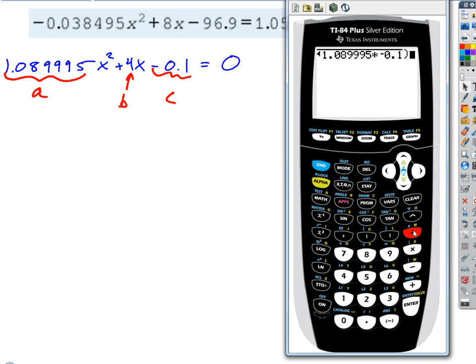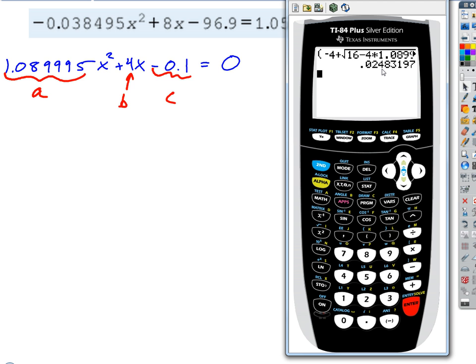So divide by, and then open a set of parentheses for the bottom. 2 times a, so 2 times, and there is a fancy way you can cut and paste, but I don't think I can do it on here. Times 1.0899995. Close the parentheses on the bottom, hit enter, so there's our answer. There's one of them. We're going to round that anyway, right? So we're going to round it to 0.025.